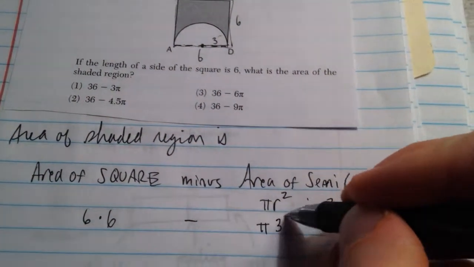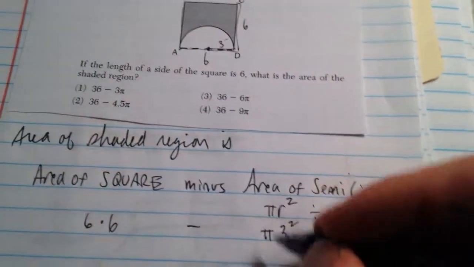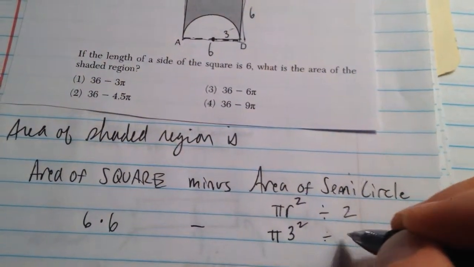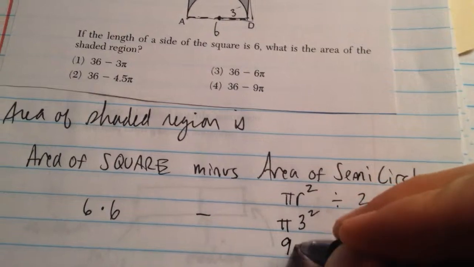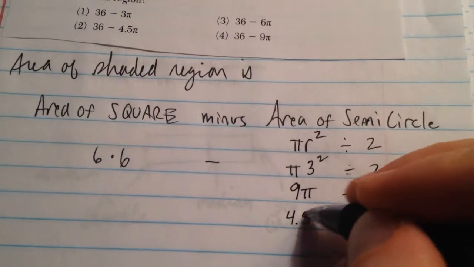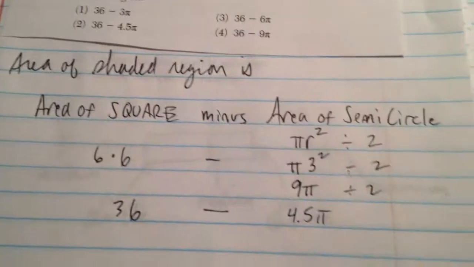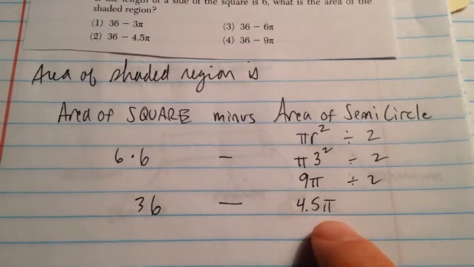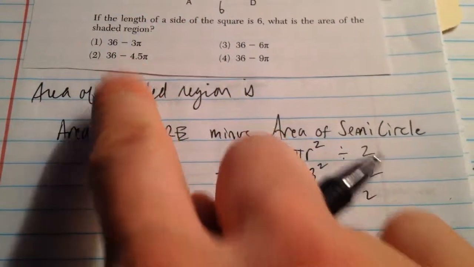So I am going to do 3 squared. Eventually I have to divide that by 2. So I get 9 pi, but divided by 2, I get 4.5 pi. 6 times 6 is 36. 36 minus 4.5 pi. Choice number 2.